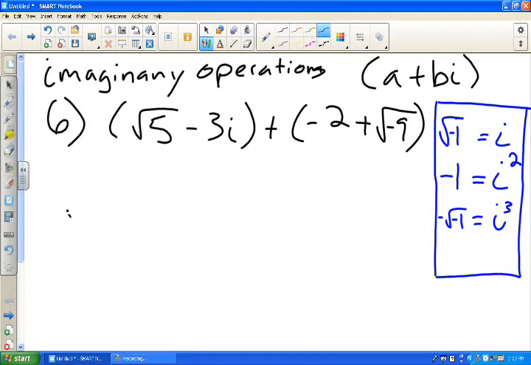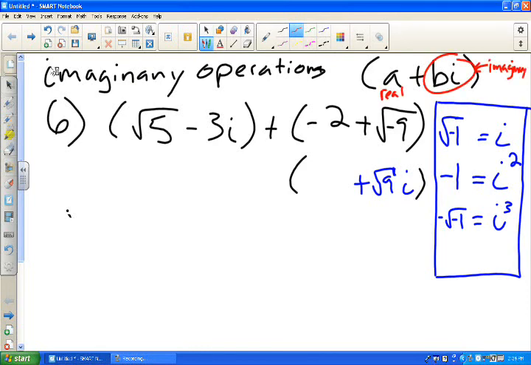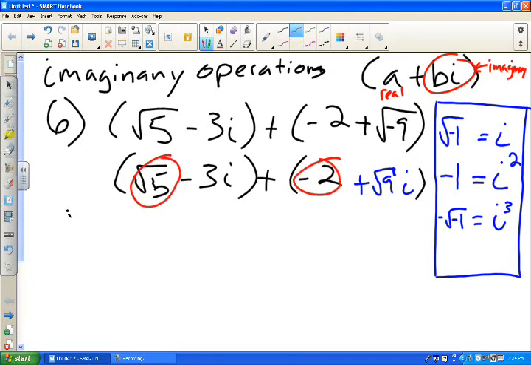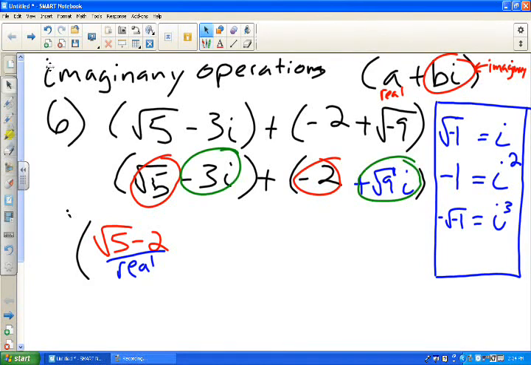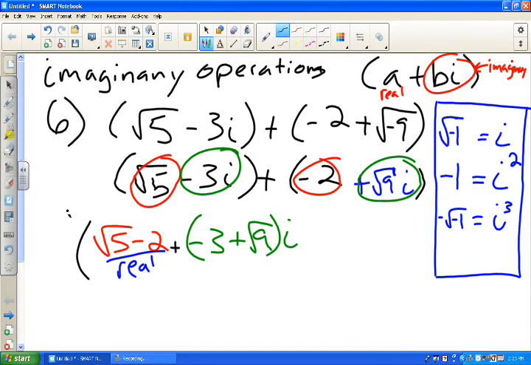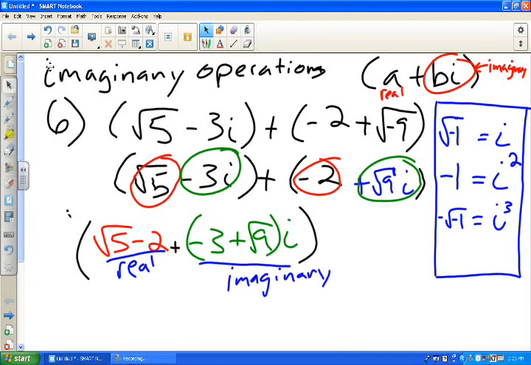So essentially we're just going to look for different values of i squared, i to the third power, and substitute those values in. For example, the square root of -9 could be rewritten as the square root of 9 times i. In other words, we're going to pull that -1 out of the square root symbol. And then i is just i, so we'll leave that alone because there's usually a real and imaginary component. Square root of 5 and -2 are real numbers, so we're going to put those together by themselves. Then we're going to take the imaginary numbers, factor out the i, and then simplify their coefficients.